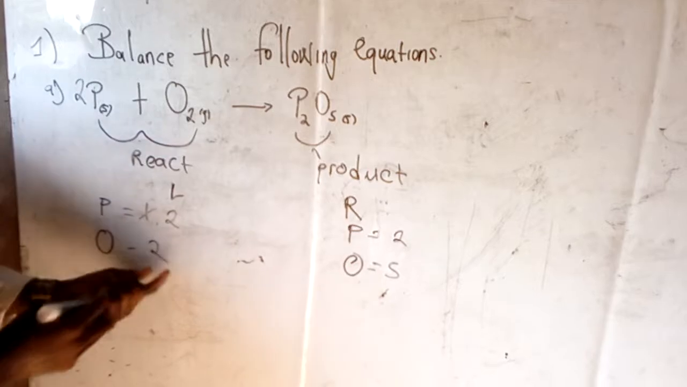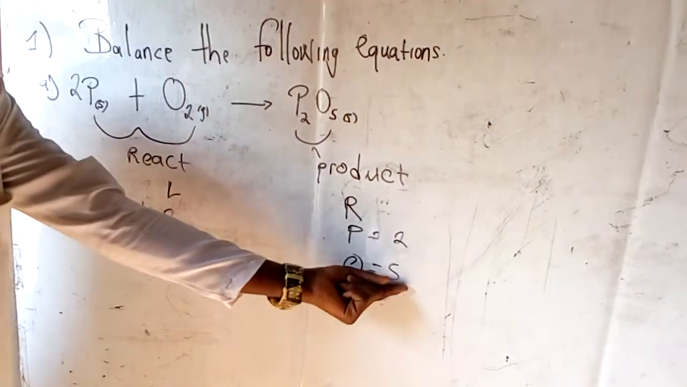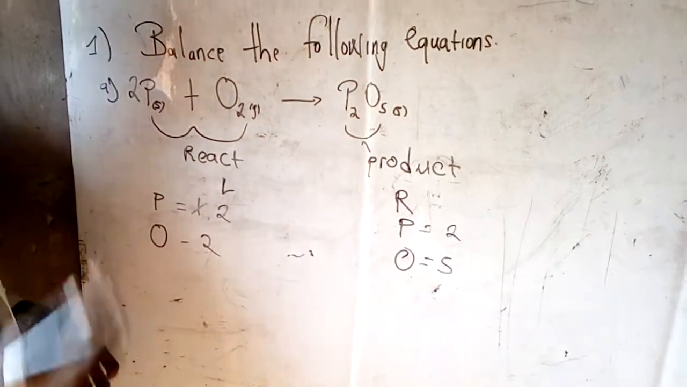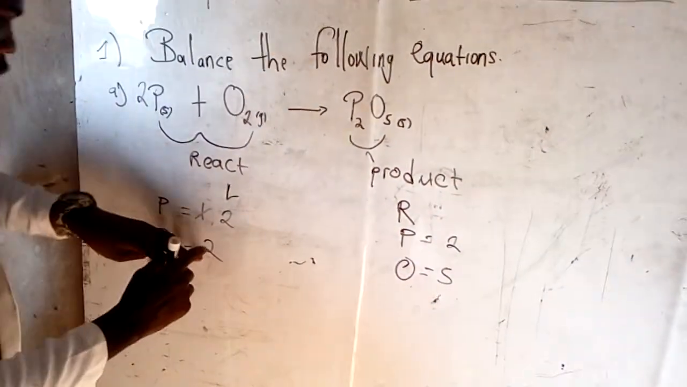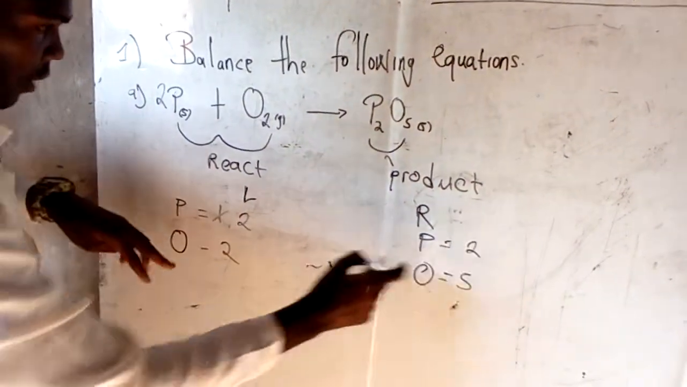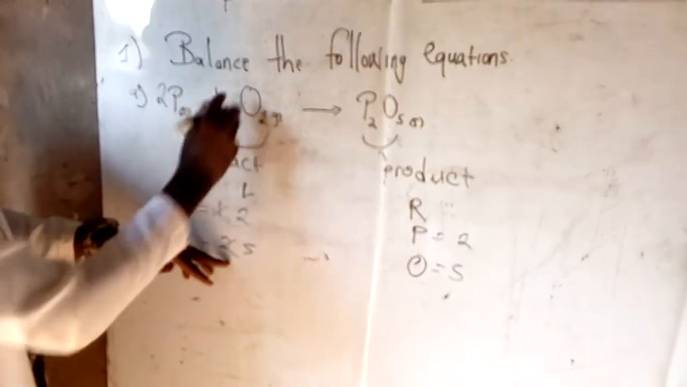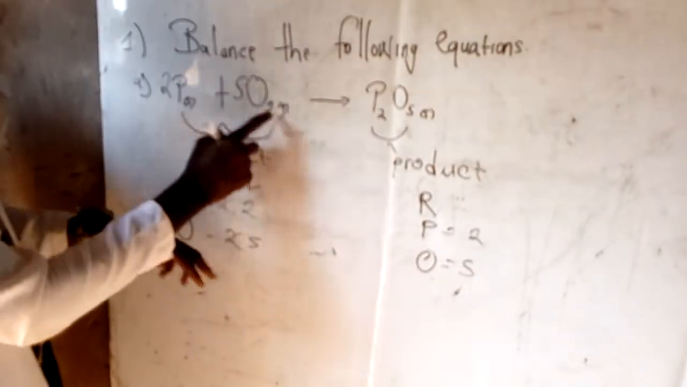But now let's look at oxygen. Oxygen is 2 here and 5 here. How would oxygen balance? Again, we need to indicate another number. For it to be 5, let's try to put 5. When we put 5 here, 5 times this one gives what?